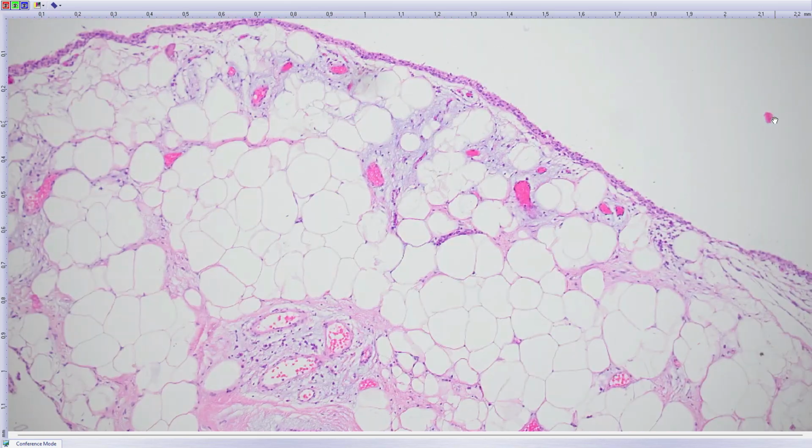It's probably just reactive change. You should have a radiology correlation to call it lipoma, synovial lipoma or synovial lipomatosis. That helps if you have radiology. And it's a luxury for us.